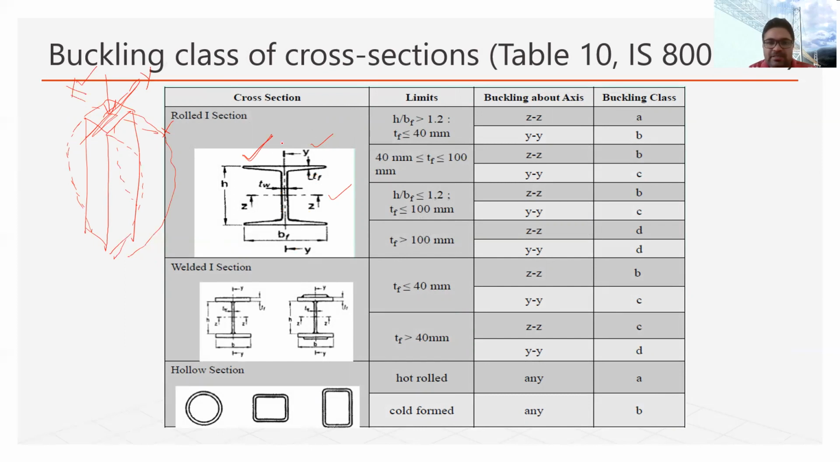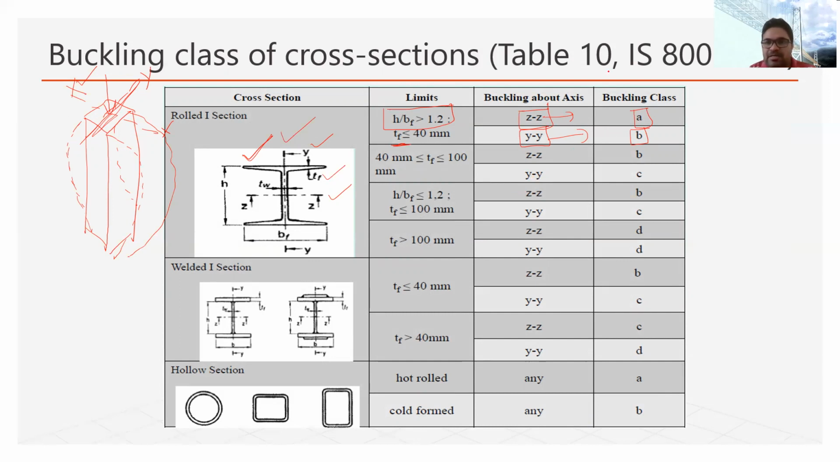In this case, if we look at the first I section, these are the limits defined: if h by bf is greater than 1.2 and the thickness of flange, represented by tf, is less than or equal to 40, then buckling may occur along the z axis or y axis. If it is buckling along the z axis, the buckling class will be a. If it is buckling along the y axis, the buckling class will be b. We will see all these things when we solve the problem and find out which buckling class our section belongs to.